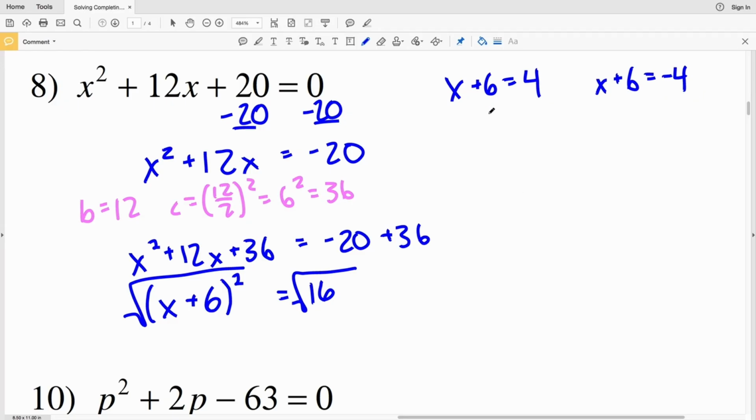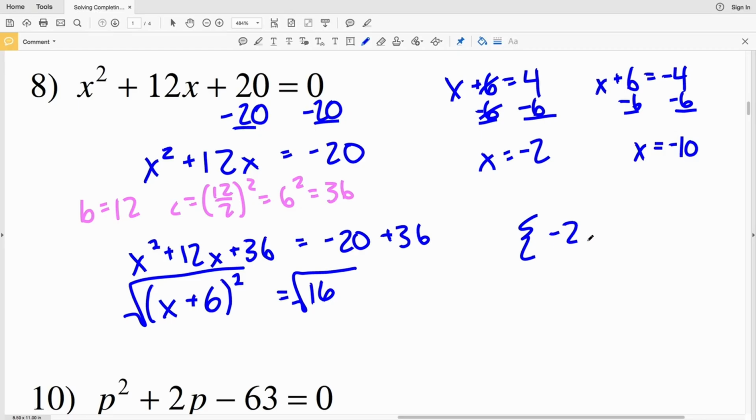Now, I'll subtract 6 from both sides of my first equation to get that x is equal to a negative 2, since 4 minus 6 is negative 2. And then I'll subtract 6 in my second equation to get that x is equal to a negative 10, since negative 4 minus 6 is negative 10. So in number 8, my final solution is negative 2 and negative 10.